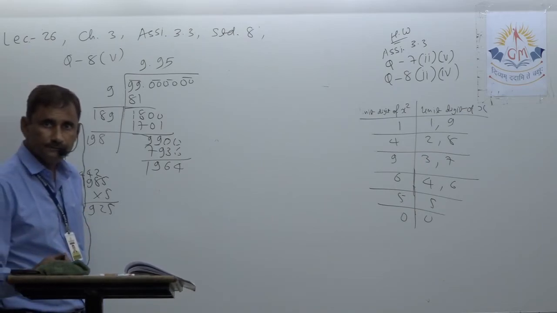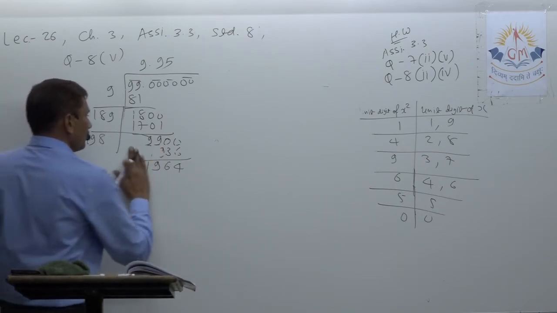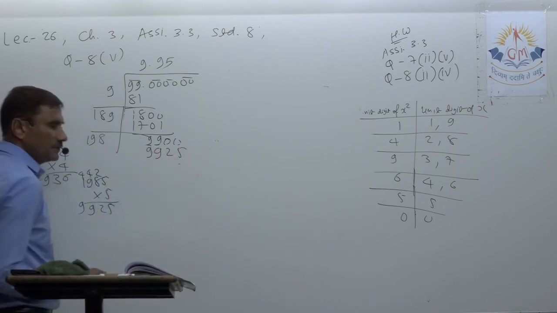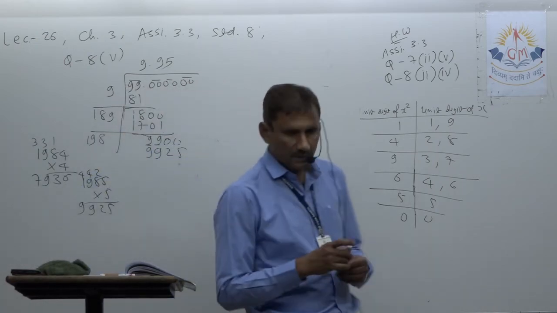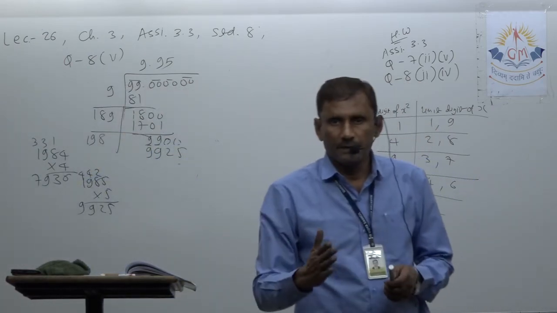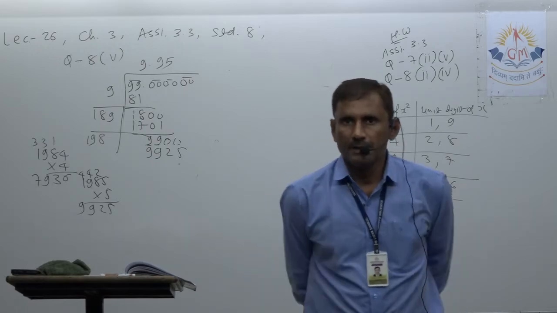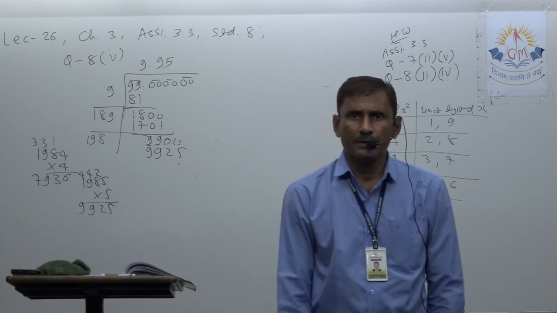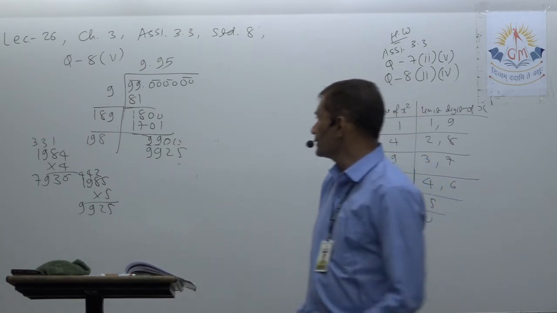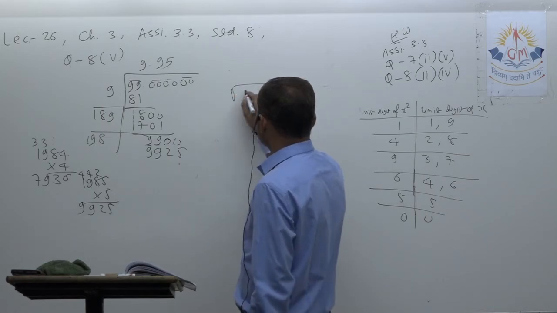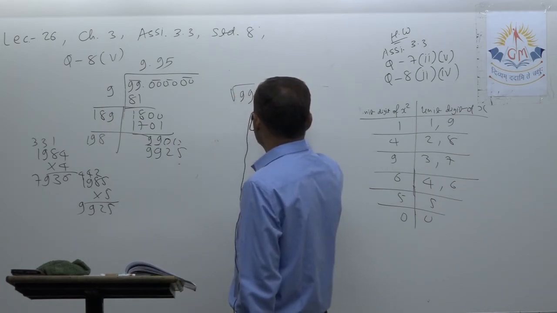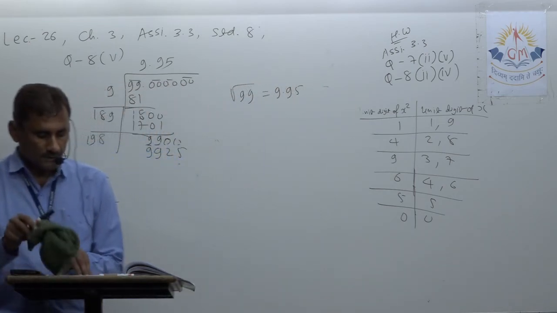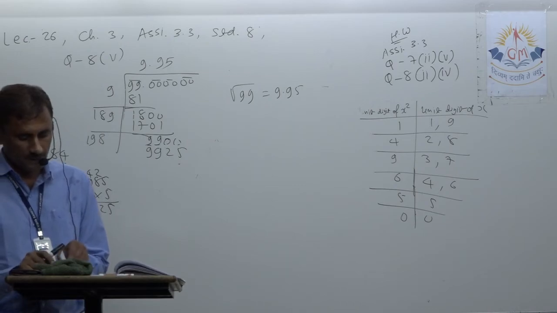Why? Because for 5 it is obviously 9925, but why am I going ahead somewhat? In the rounding off case, at any step, if you just want to stop there, you can go somewhat ahead, no problem. Understood? So you just write here 9.95 as the answer. So the square root of 99 is 9.95. Okay, so that is our answer for 99.